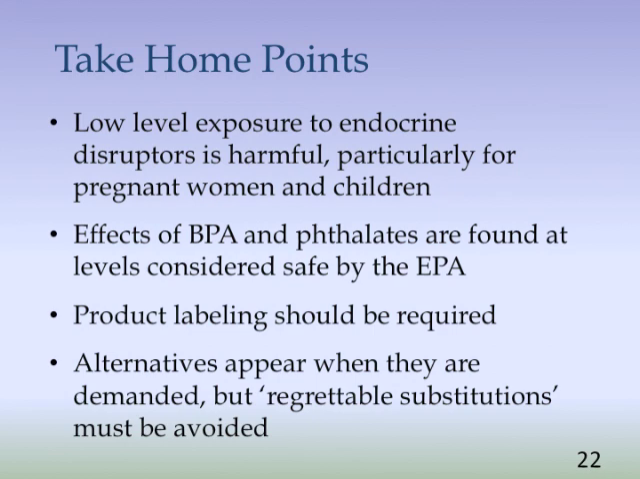Slide 22. I tried to summarize in a few bullet points here the take-home messages. 1, endocrine disruptors have effects at very low concentrations and are linked to numerous diseases and disorders. Children are particularly susceptible, especially during prenatal development. 2, adverse effects of BPA and phthalates are found in the general population at levels considered safe by the EPA. 3, product labeling should be required at a minimum. 4, alternatives are found when they're demanded by governments or consumers, but we have to avoid regrettable substitutes.